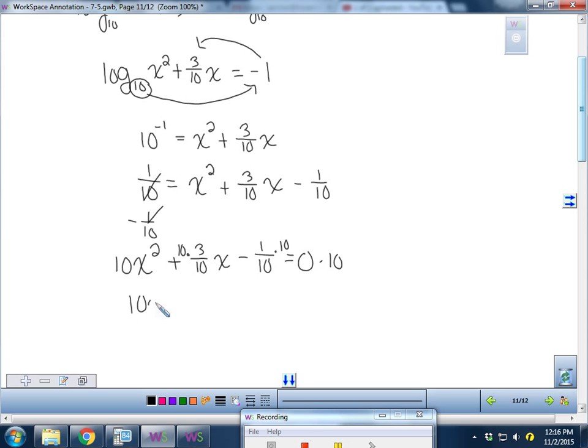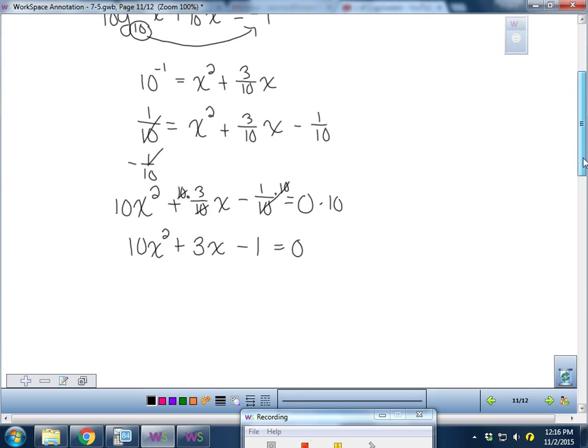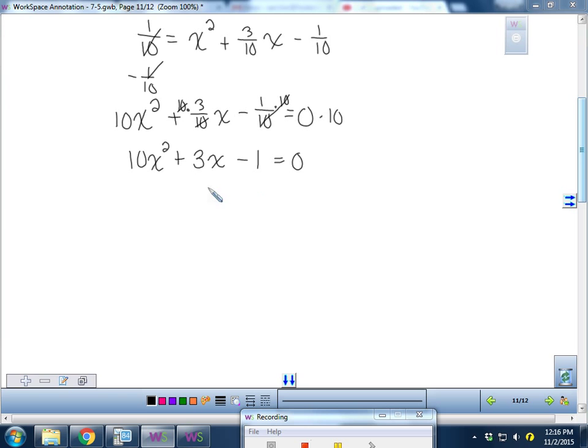That's going to leave me with 10x squared plus, if I multiply by 10 and I'm dividing by 10, these two cancel. So that leaves me with just 3x. And same thing here: I'm dividing by 10, I'm multiplying by 10, these two cancel. That just leaves me with -1 equals 0, since 0 times 10 is just 0. So now I don't have denominators anymore, and that's really nice.